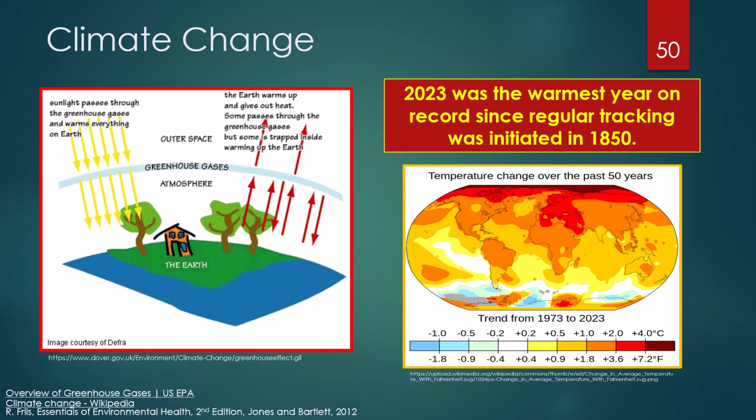Greenhouse gases absorb heat radiated from the Earth that has been warmed by sunlight. This radiated heat warms the lower atmosphere, creating global warming. As demonstrated on the map, most of the world has seen temperatures increase between 0.4 degrees to 7.2 degrees Fahrenheit from 1973 to 2023. 2023 was the warmest year on record since regular temperature tracking was initiated in 1850.